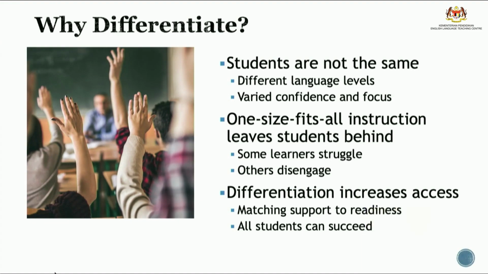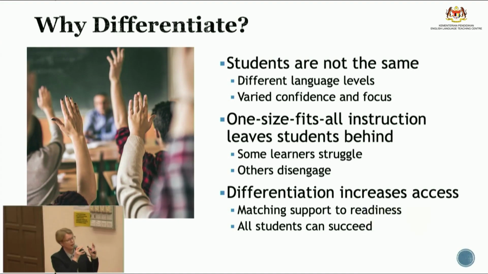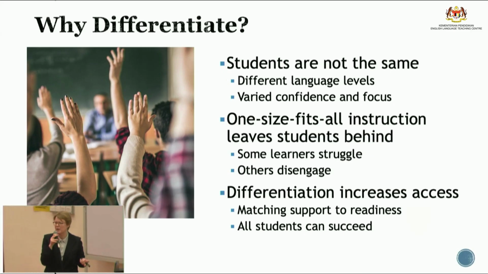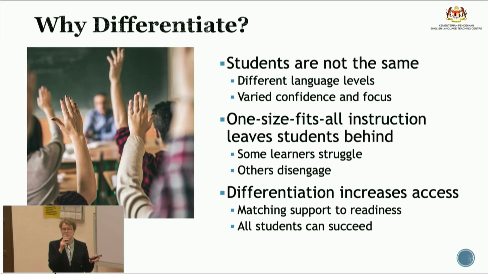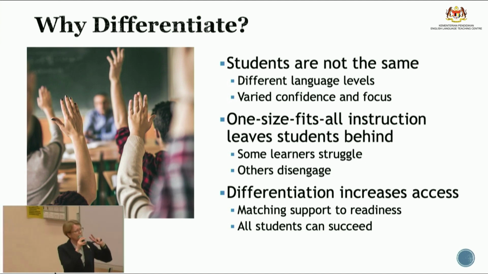Okay, so the rationale for differentiation is really based on observation of what classes are like. Okay, so real world situations. So students are not the same. They don't learn in the same way. They have different language levels in classes, right? So it's very rare to find a language classroom where everybody's at the same level, right? That doesn't happen. So every room in some way needs some adjustment in instruction to meet the needs of different levels.